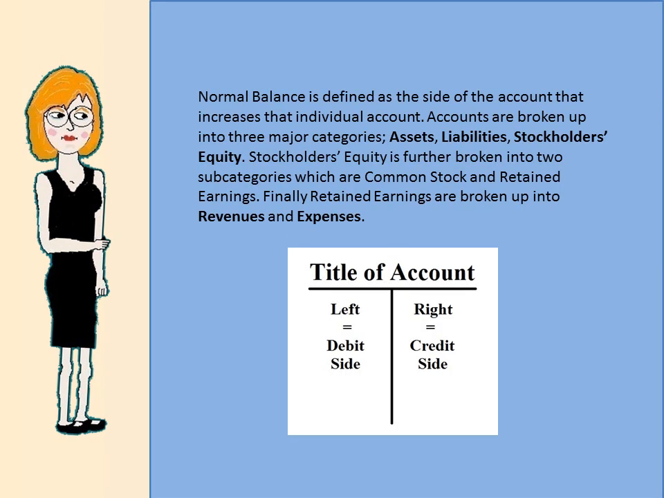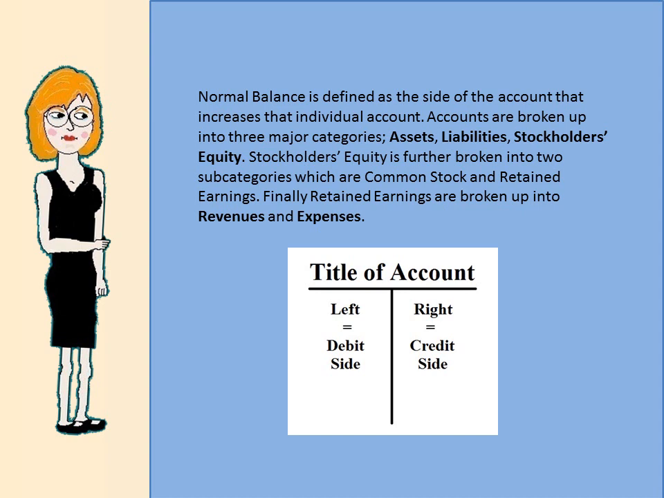We will start with normal balances, which is defined as the side of the account that increases that account. Accounts are broken up into three major categories: assets, which is everything owned by a company; liabilities, which is everything owed by the company; and stockholders' equity, which is money invested by the owners into the company.